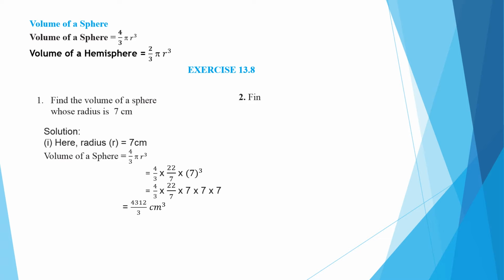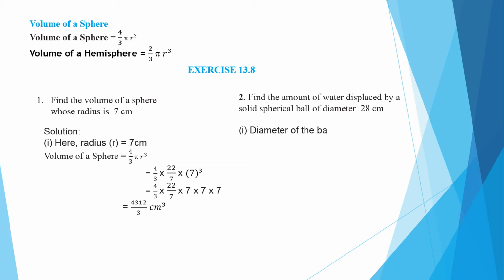Okay, now coming to question number 2. Here in this question we need to find the amount of water displaced by a solid spherical ball, means how much water is displaced by a spherical ball whose diameter is 28 centimeter. So the diameter is given and the radius will be 14, because diameter divided by 2, and the water displaced by the spherical solid means the volume of sphere.